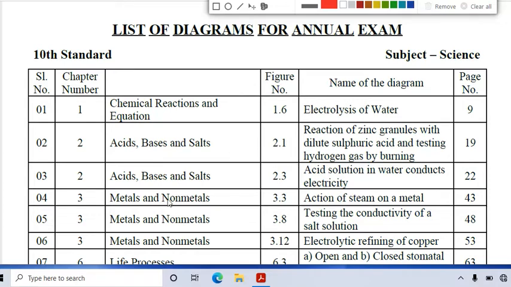The next diagram is also from the second chapter, acid, bases and salt, and the name of the diagram is acid solution in water conducts electricity. Equally, this diagram is also important.